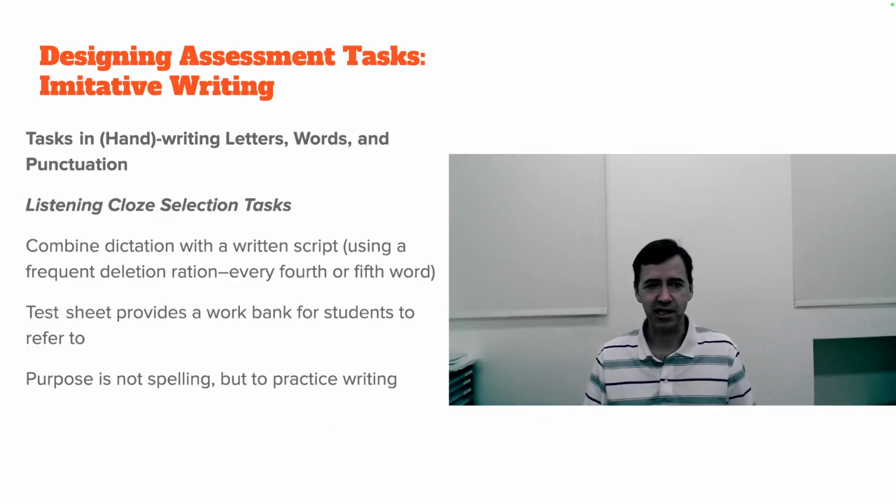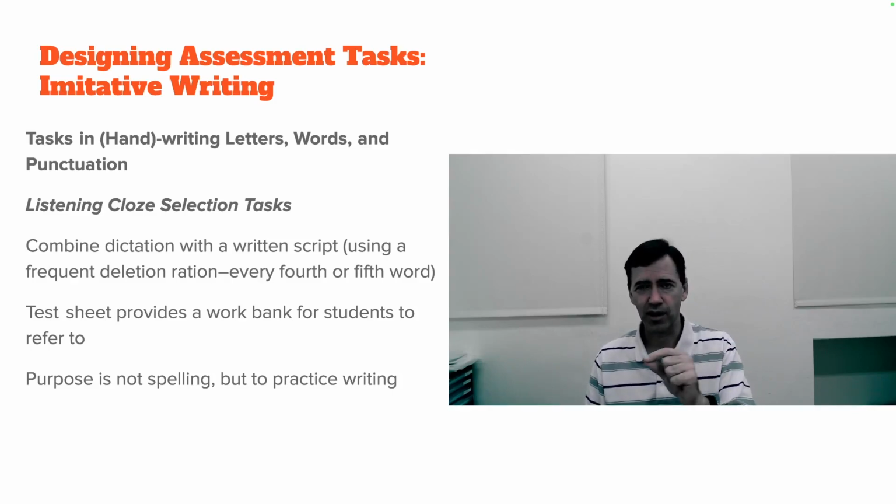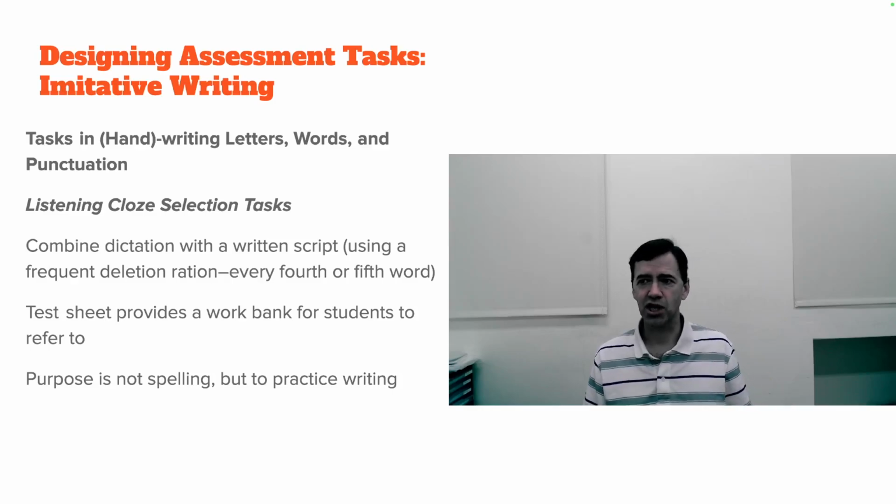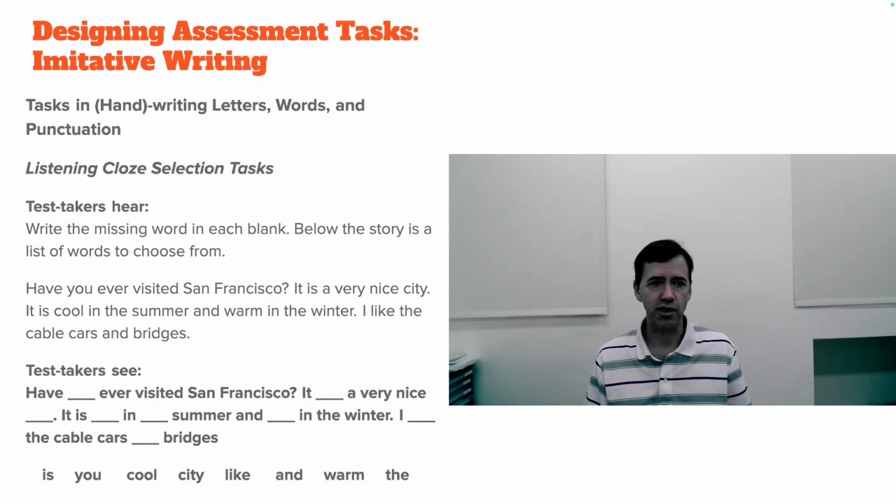Okay, the next one is listening cloze selection tasks. So we talked about cloze previously. Here we'll combine dictation with a written script using a frequent deletion ratio. Sorry, not ration, ratio. Remember that means how many words we delete. So here you would delete maybe every fourth or fifth word. And the test sheet will provide a word bank for students to refer to, because we're not testing their spelling. We're just getting them to practice writing the words. They hear the word, they write it down. If you want to make it more challenging, of course, you could add spelling to it.